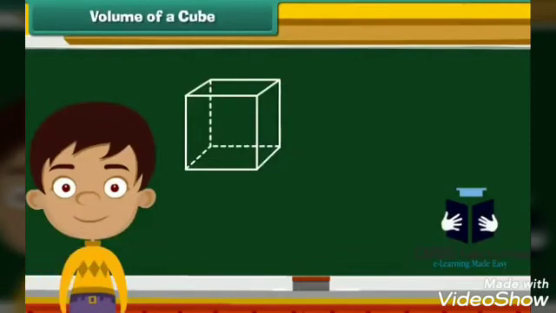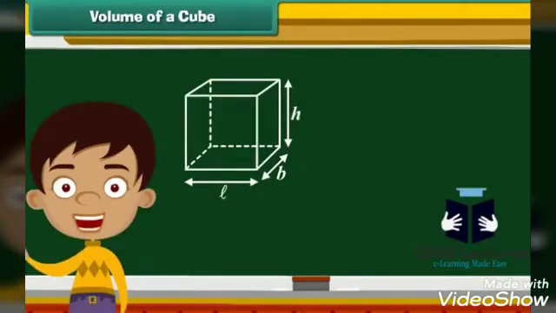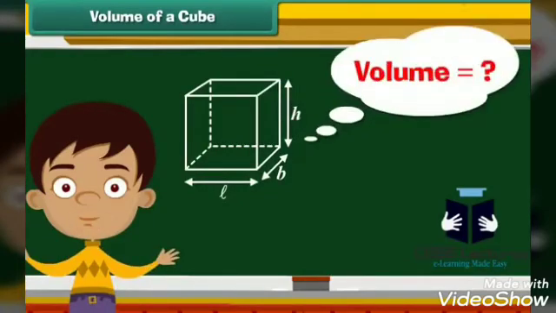See, this is a cube having 3 dimensions: length, height, and width. It is like an empty box and has 6 equal square sides of the same size. How will you measure its volume?